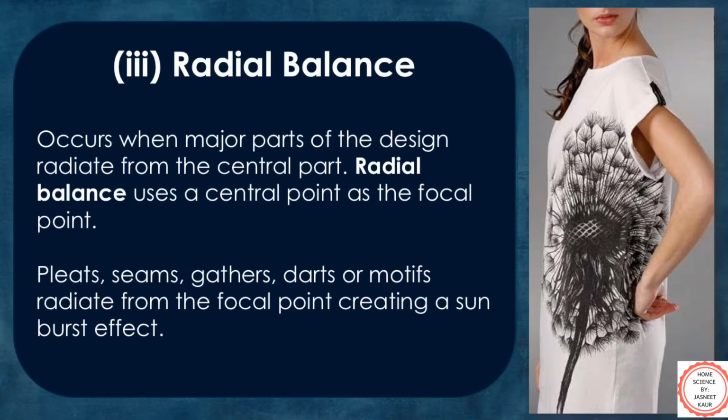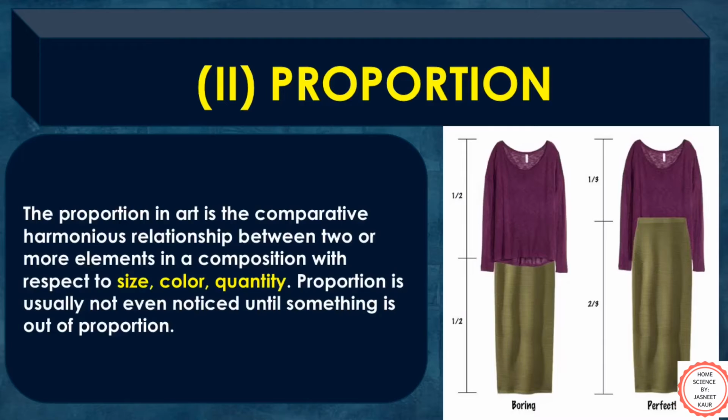Moving on to the second principle of design, that is proportion. In simple terms, proportion refers to the relation of one part of the design to another. It can be created through size, color, and quantity. For example, through color, it can be created by wearing a different color shirt and pant. An example of size can be seen in the image on your screen.